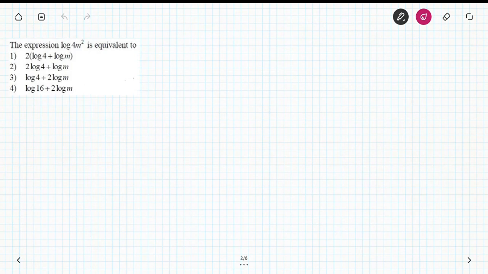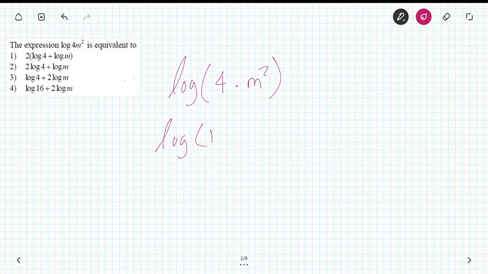Okay, so now we have the expression of the log of 4 times m squared. So what I like to do is obviously write log and write my parentheses, but inside the parentheses there's definitely two terms, so I want to make sure that I differentiate between those two terms. By differentiate I mean just separate them. Okay, so since I have two terms, I can write this product as a sum. So I have the log of 4 plus the log of m squared.